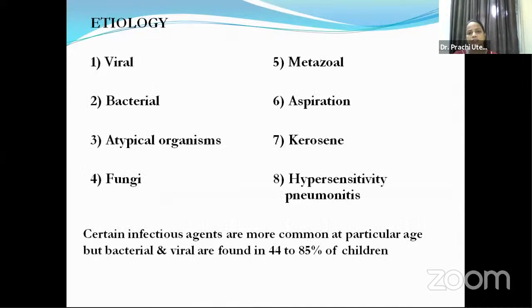Now, if you see the etiology, there are various causes. Pneumonia can be caused by viruses, bacteria, or atypical organisms like mycoplasma, and fungi. There is also aspiration pneumonia, kerosene pneumonia, or hypersensitivity pneumonia. But in children, mostly viral and bacterial pneumonia, 44 to 85%, are seen. The viral pneumonias are predominantly seen in the younger age group, and the bacterial ones are usually seen in the older age group, that is preschool children.